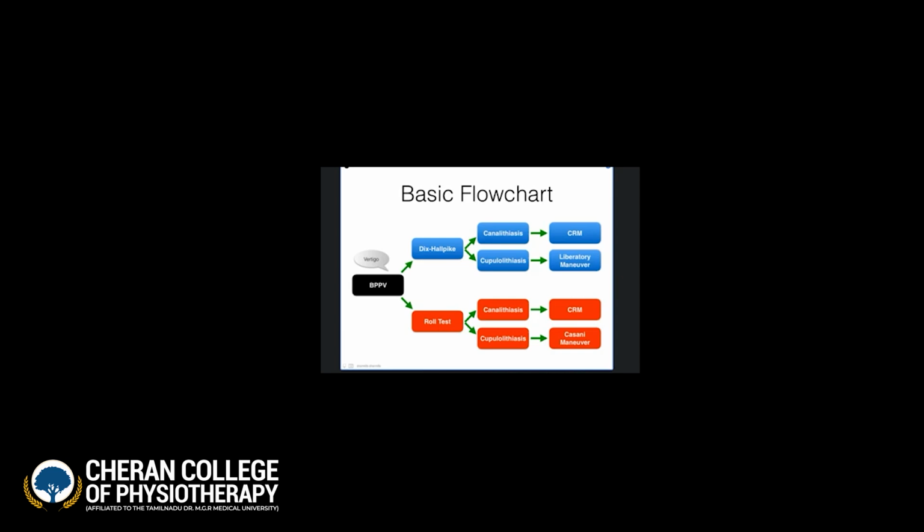So, what is the first one? When your patient comes with BPPV, you will do the Dix-Hallpike test. If you find it's a canalithiasis position, you go directly to the CRM. When the person comes to you with lateral canal issues, you do the roll test and go directly to the CRM. When you do the CRM, after that you will do the home exercise program. So this is the intervention flow chart when the person is diagnosed with vertigo, when the person is diagnosed with BPPV.